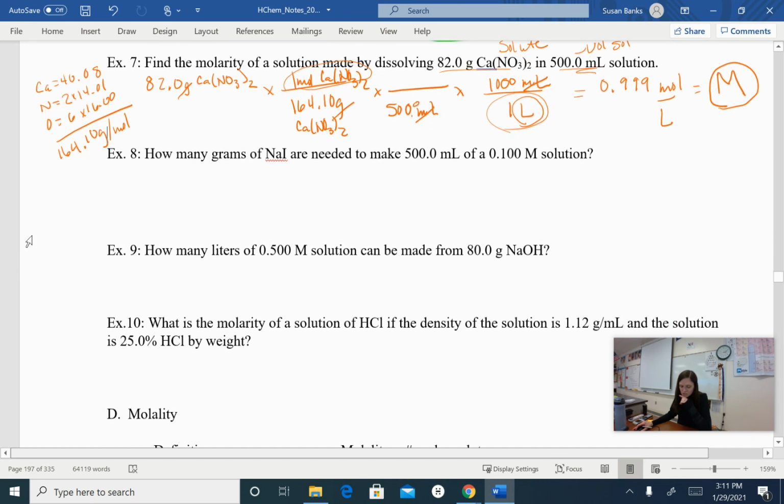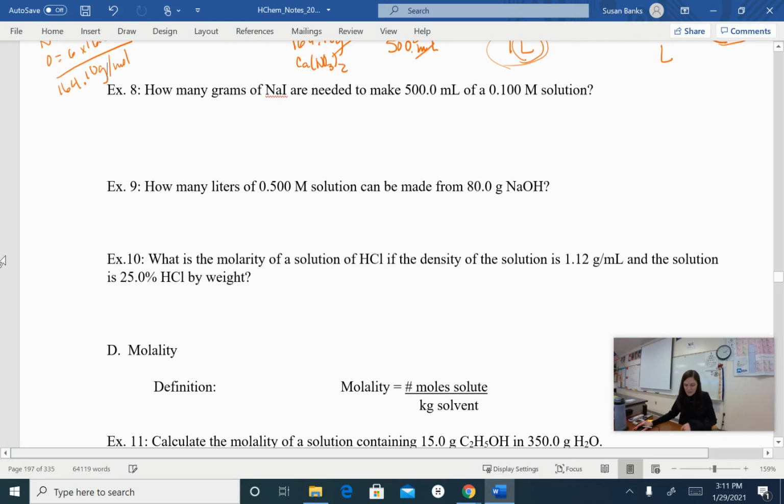I probably should do 9 first. Let's do 9. How many liters of a 0.5 molar solution, that big M is pronounced molar, can be made from 80 grams of sodium hydroxide? So what we want to do is end up with liters on top, right?